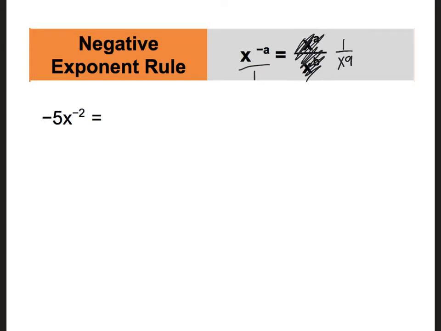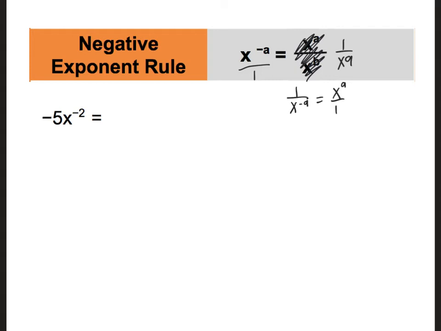Similarly, if I had 1 over x to the power of negative a, I'm going to flip my fraction. So that's the same as x to the power of a over 1. So really, when it's a negative exponent, you're just moving it from either the top or the bottom of your fraction.